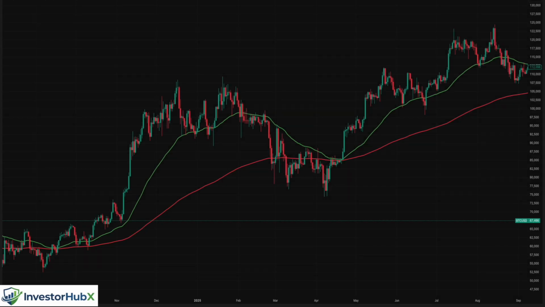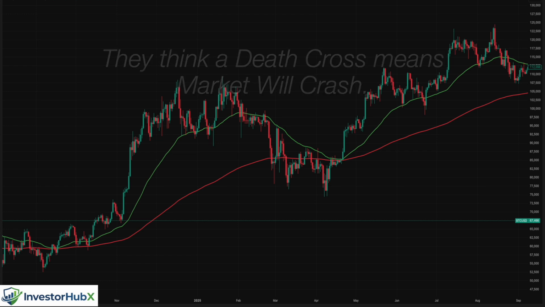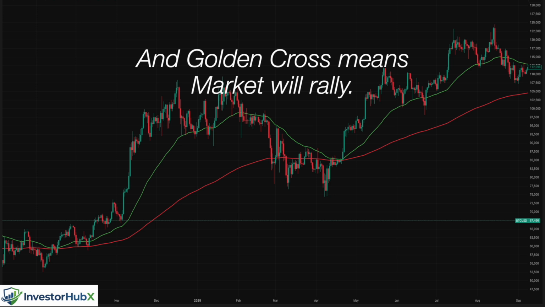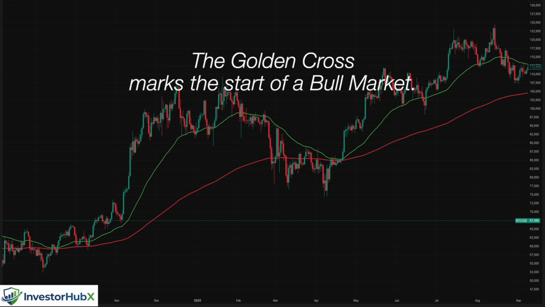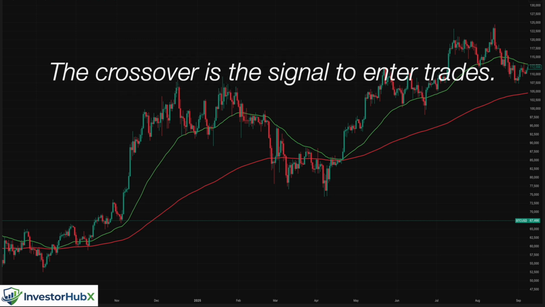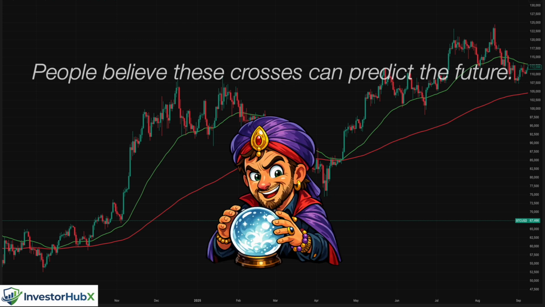In reality, most traders look at the Death Cross and Golden Cross in a very simple way. They think a Death Cross means the market will crash, and a Golden Cross means the market will rally. They think a Death Cross marks the start of a bear market. The Golden Cross marks the start of a bull market, and the crossover itself is the signal to enter trades. In other words, people believe these crosses can predict the future.